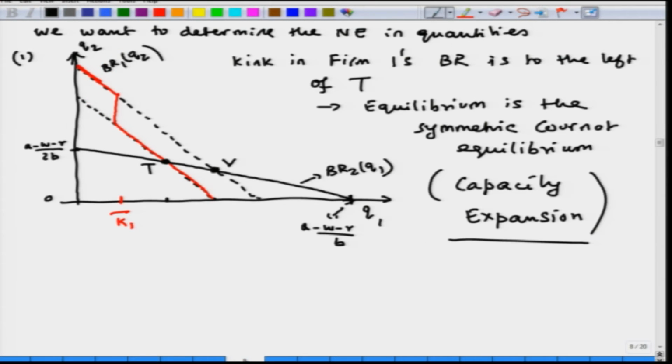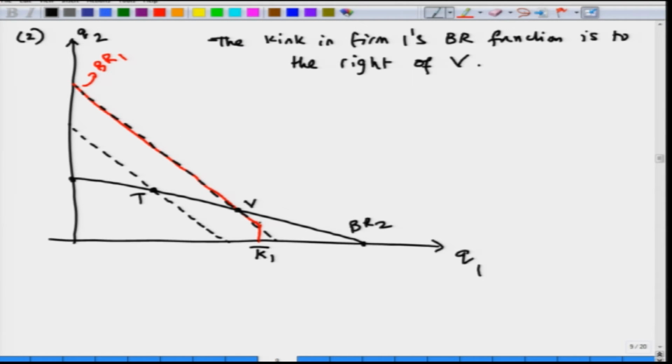So, notice unlike the previous case where the kink was to the left of the point T, now I have a case where the kink is actually to the right of the point V, right, and now the two best response functions intersect at V. So, the equilibrium is the asymmetric Cournot outcome. It is asymmetric because firm 1's marginal cost is going to be W, firm 2's marginal cost is going to be W plus R. So, the quantities that we get will not be identical.